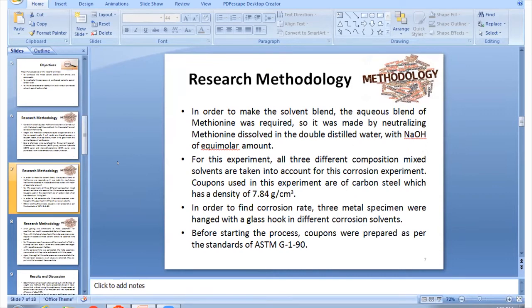In order to find the corrosion rate, three metal specimens were hung with a glass hook in different corrosion solvents. Before starting the process, coupons were prepared as per the standards of ASTM G190. After properly cleaning the metal specimens with varying sandpapers, I had to find the length and breadth of the metal specimen. So I measured it with a vernier caliper, and for the thickness, I measured it with a screw gauge.